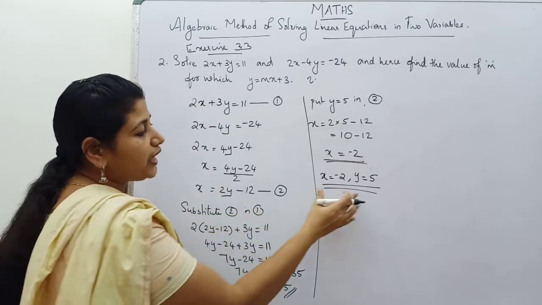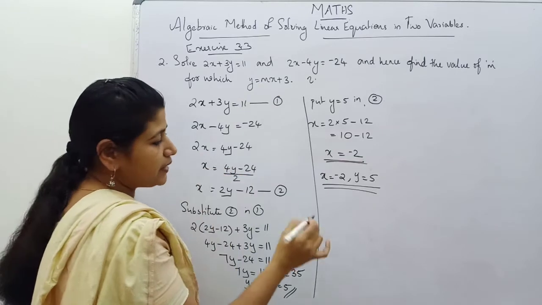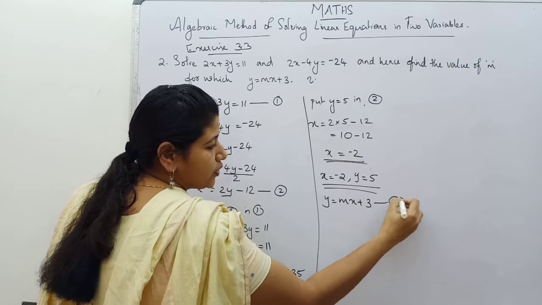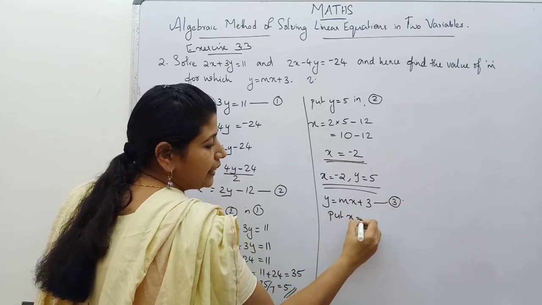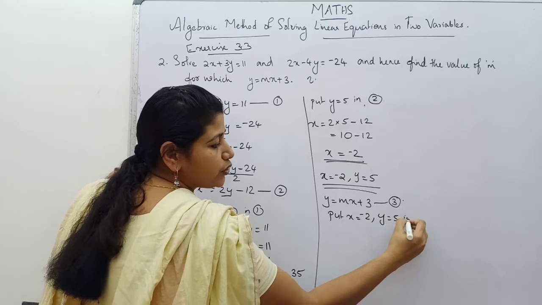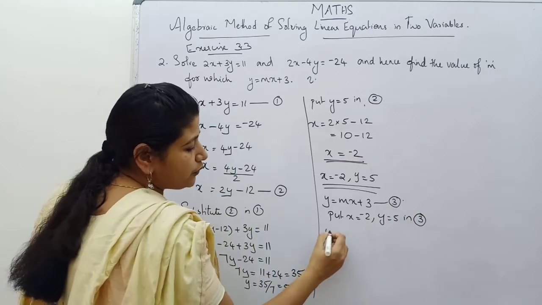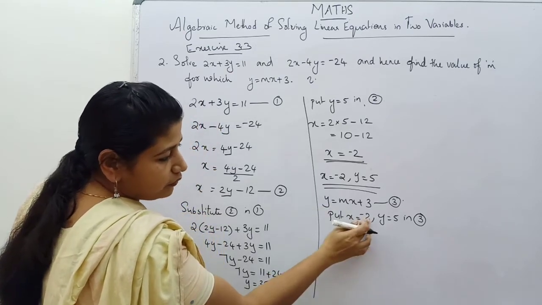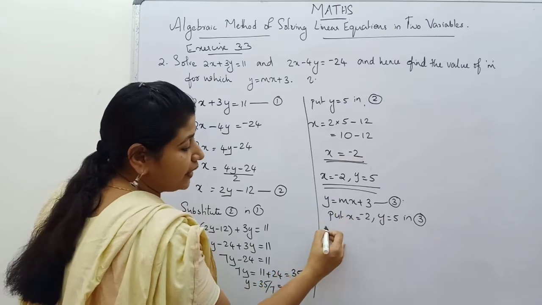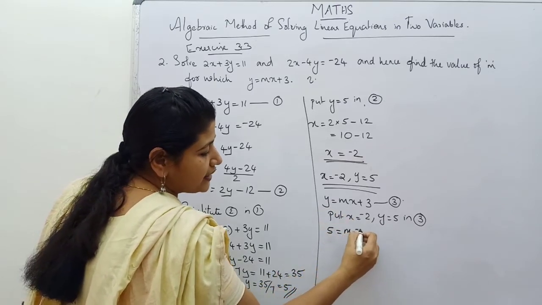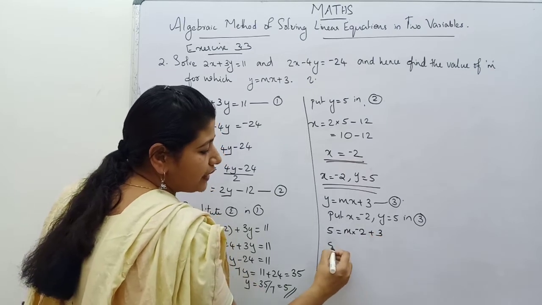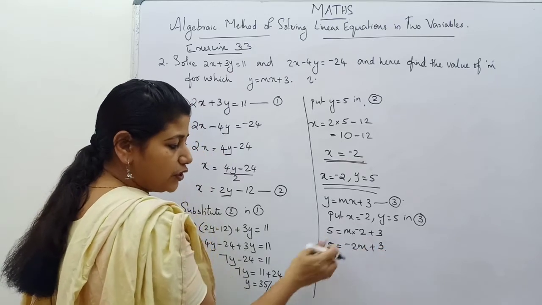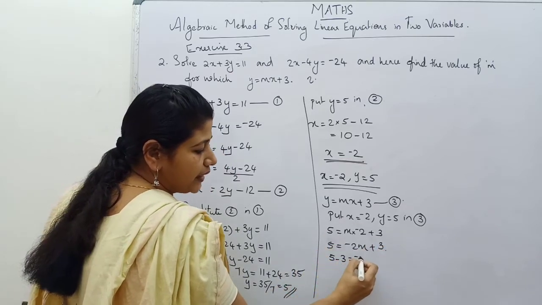We want to substitute these two values in the third equation, y equal to mx plus 3. Put x equal to negative 2 and y equal to 5 in the third one, so we are going to find the value of m. Substituting y as 5 and x as negative 2, we get 5 equal to m into negative 2 plus 3, so 5 equal to negative 2m plus 3. Take this 3 to this side, so you get 5 minus 3 equal to negative 2m.